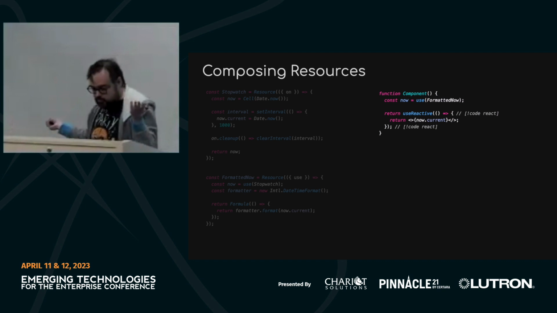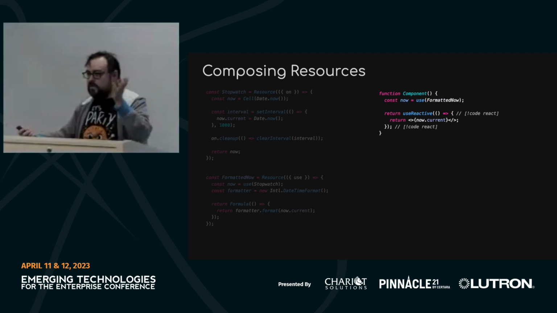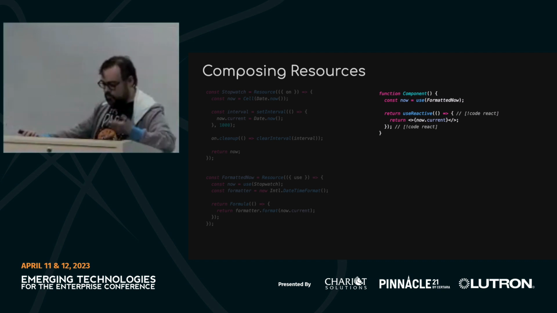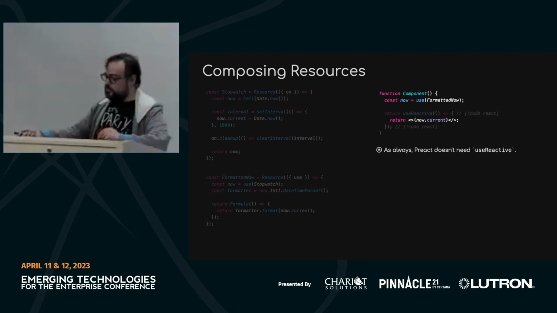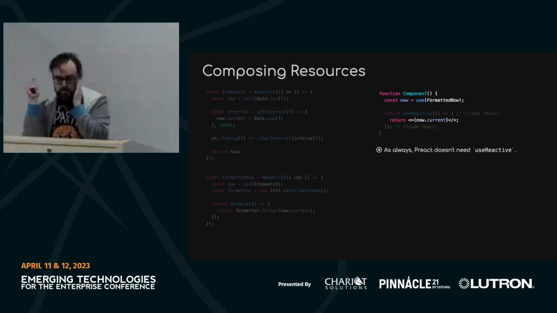So then how do you use it? Basically no difference. You say use, you get back a value, you say dot current. As usual, you don't need to use it. Say use reactive in Preact, but otherwise it's the same story.